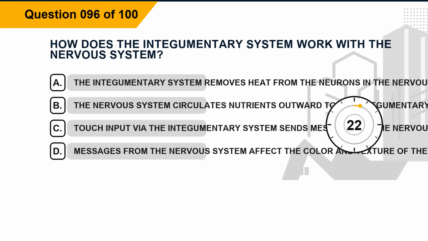Question 96. How does the integumentary system work with the nervous system? Option A. The integumentary system removes heat from the neurons in the nervous system. Option B. The nervous system circulates nutrients outward to the integumentary system. Option C. Touch input via the integumentary system sends messages to the nervous system. Option D. Messages from the nervous system affect the color and texture of the skin.